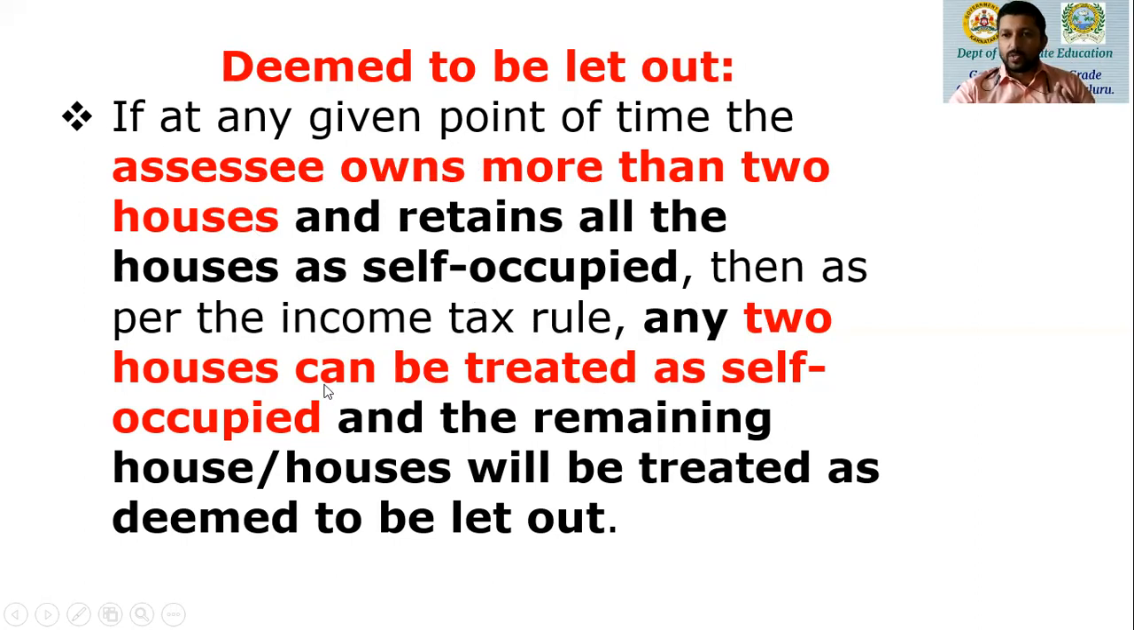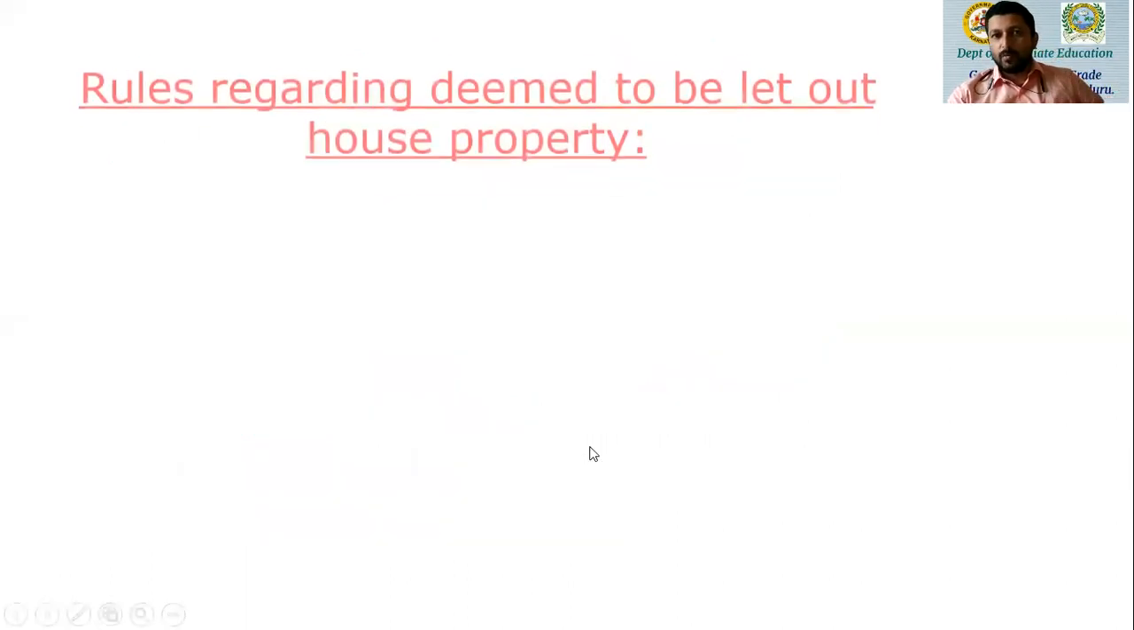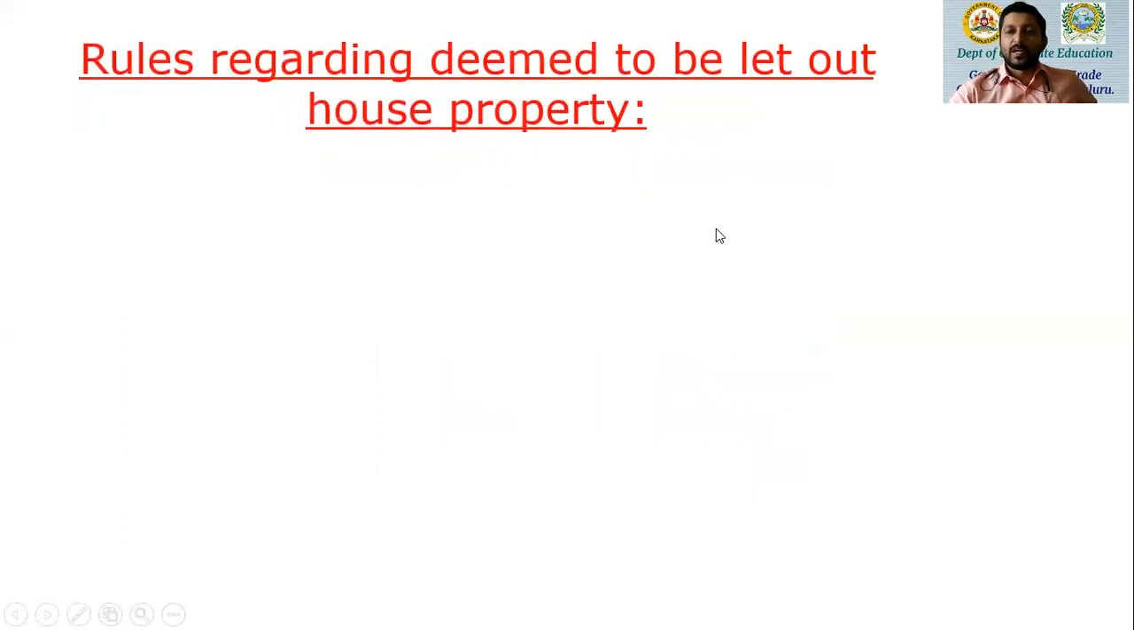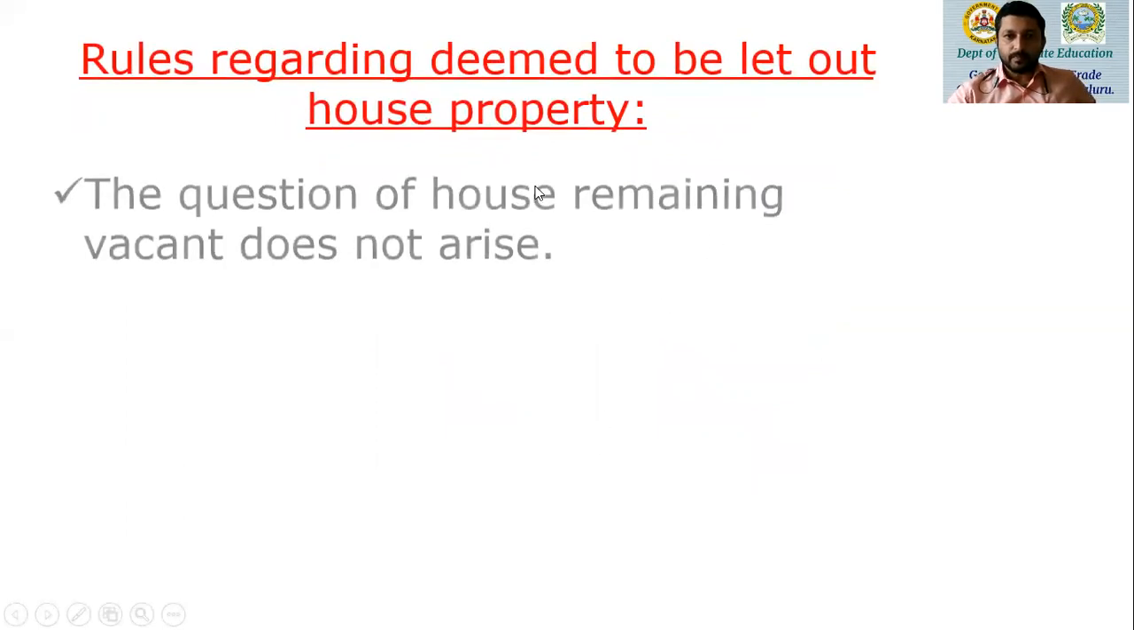Suppose I've got 3 houses, A, B, and C. Out of the 3 houses A, B, and C, I can take either A and B, or B and C, or A and C as my self-occupied houses, and the remaining house will be treated as deemed to be let out house property. It will be as if you have let out your house property. Now, what are the rules as far as deemed to be let out house property is concerned?